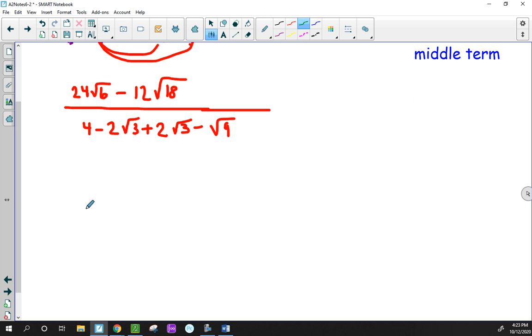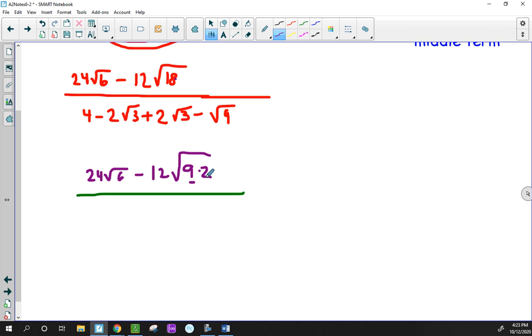Now it's time to see if we can simplify. First term has a 6. Square root of 6 is not divisible by any perfect square, so the first term is going to stay as it is. 18. 18 can be written as 9 times 2. So we're going to write it like this. We'll come back and simplify that in a minute.